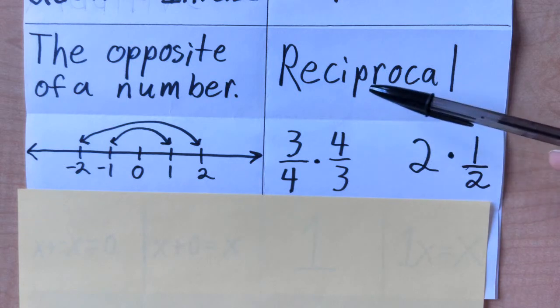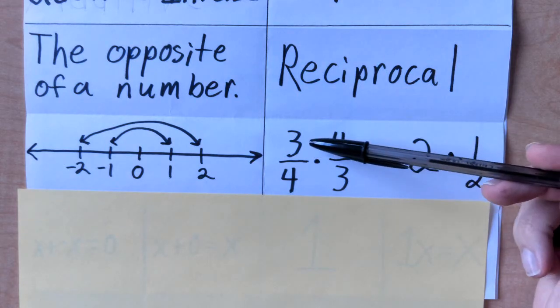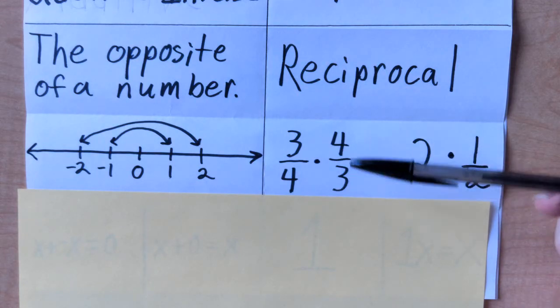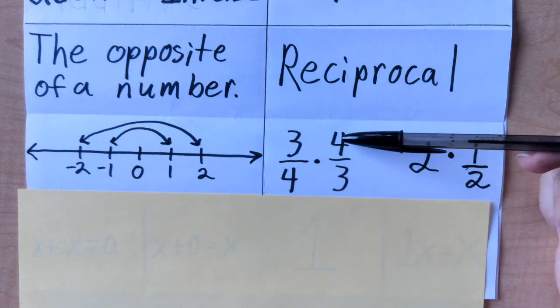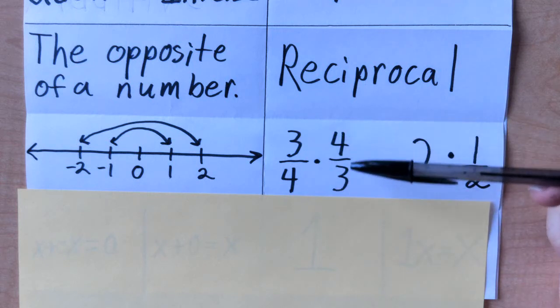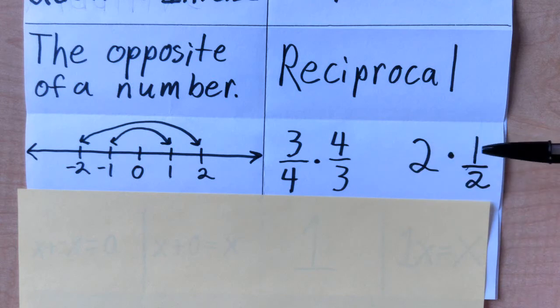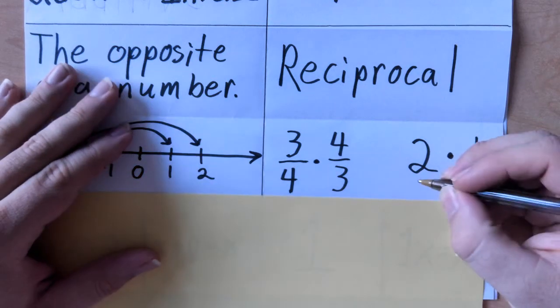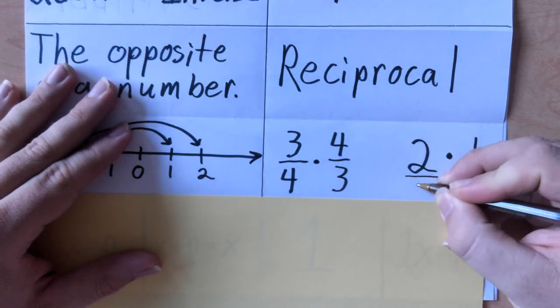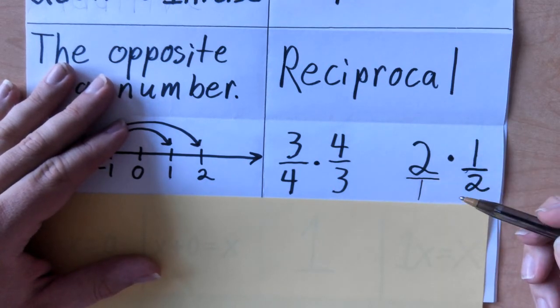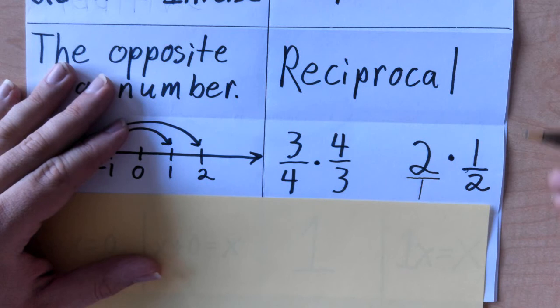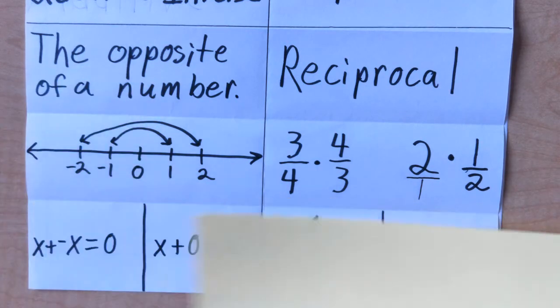A reciprocal you could think of as being the flipped form of a fraction here. So if you had 3 over 4, the reciprocal would be 4 over 3. Now the reciprocal of 2 is 1/2. And again, always remember those invisible ones, right? So if I have the number 2, I could write that as 2 over 1. The flipped form of that fraction would be 1 over 2 then.